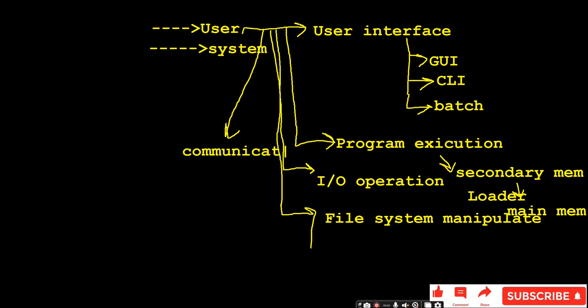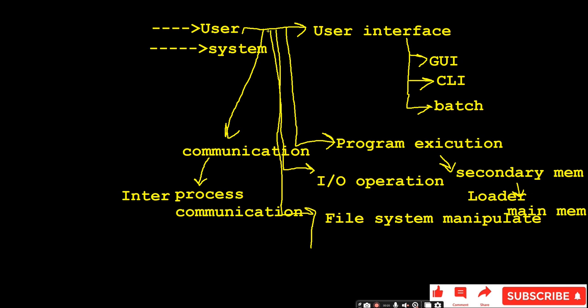Communication means, when we are executing the programs, the programs will become processes. The processes can communicate with each other by sharing the data. That is called process communication or inter-process communication, IPC. So operating system provides various services for this.